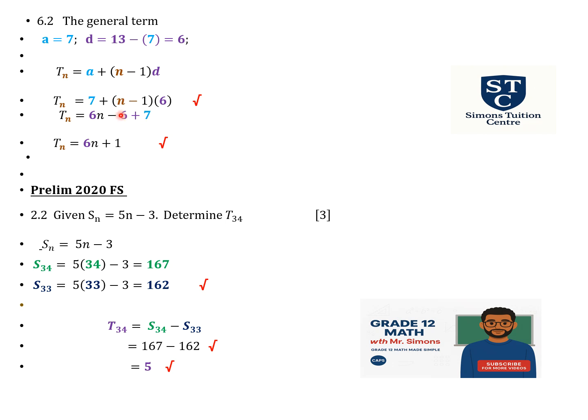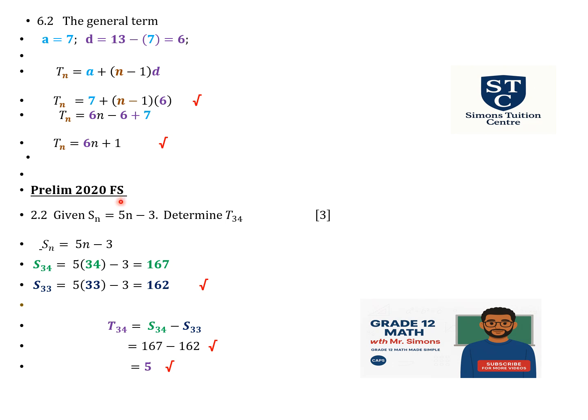Plus 7, 7 minus 6 gives me 1. So my formula reads Tn equals 6n plus 1. 1 mark for correct substitution of the a and the d value, and another mark for the formula.